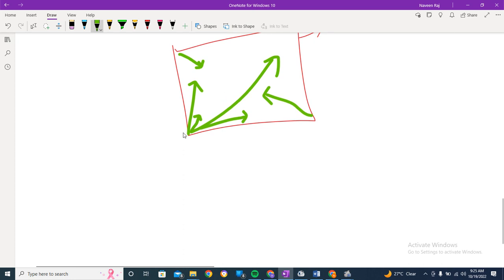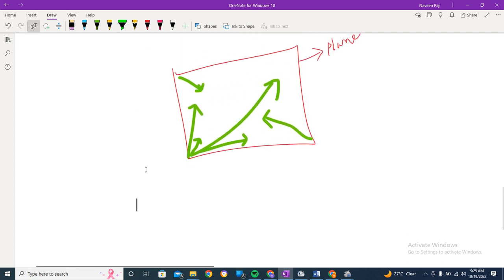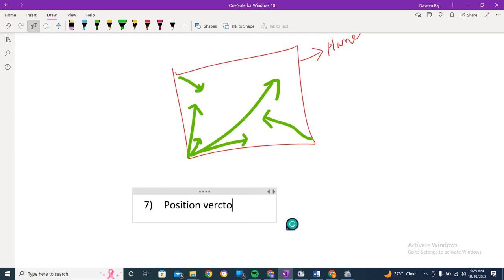Now let's move forward to the other type, and that would probably be the position vector. Now you've got the other type, number 7, position vector. Now what does it mean?